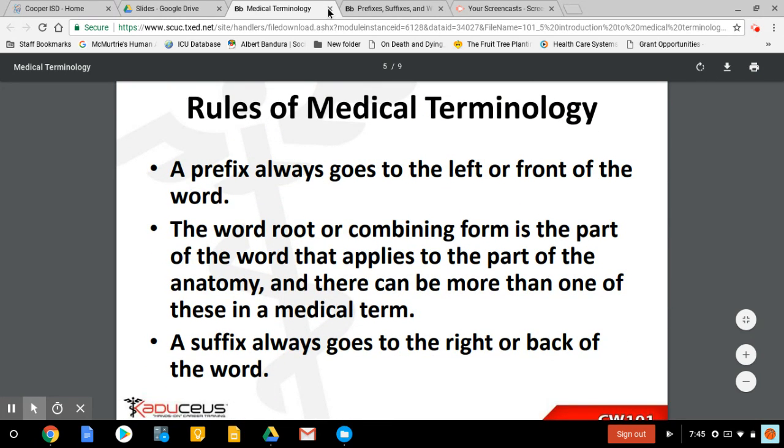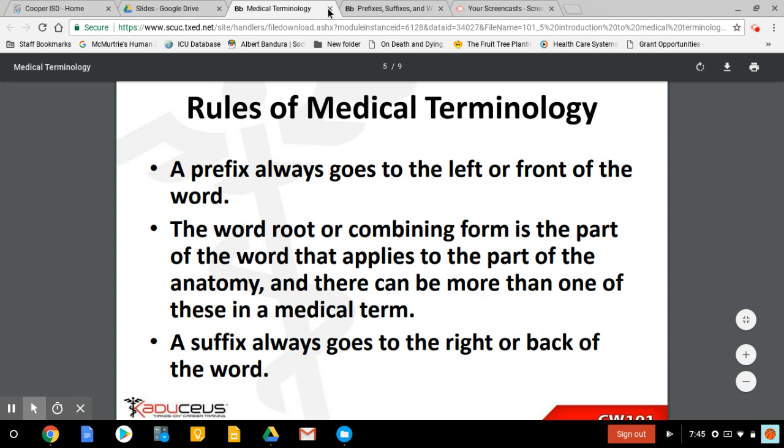Rules for medical terms: the prefix always goes at the left, or in the front of the word. If it's a prefix, it's going to have a hyphen or a dash after it. So if I were to say hypo, hypo would have a hyphen after it. Hypo means low, below, insufficient.